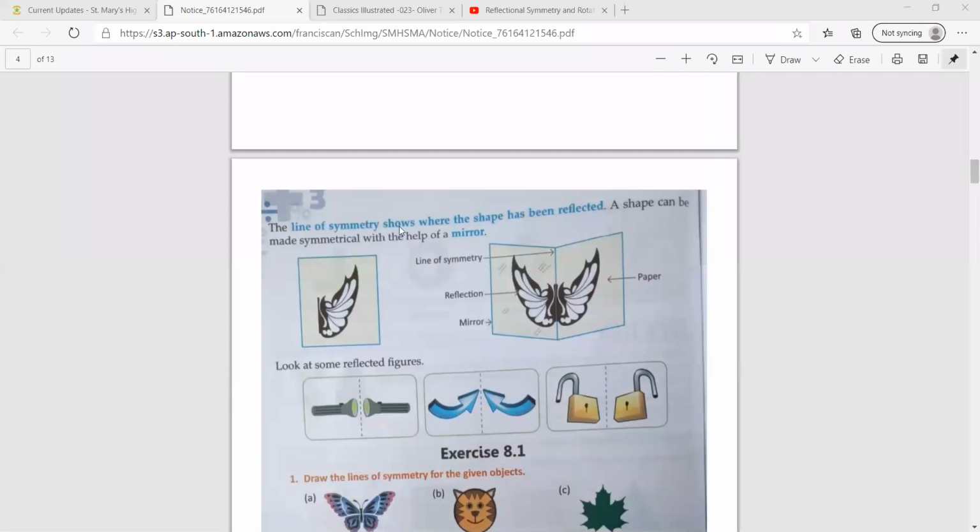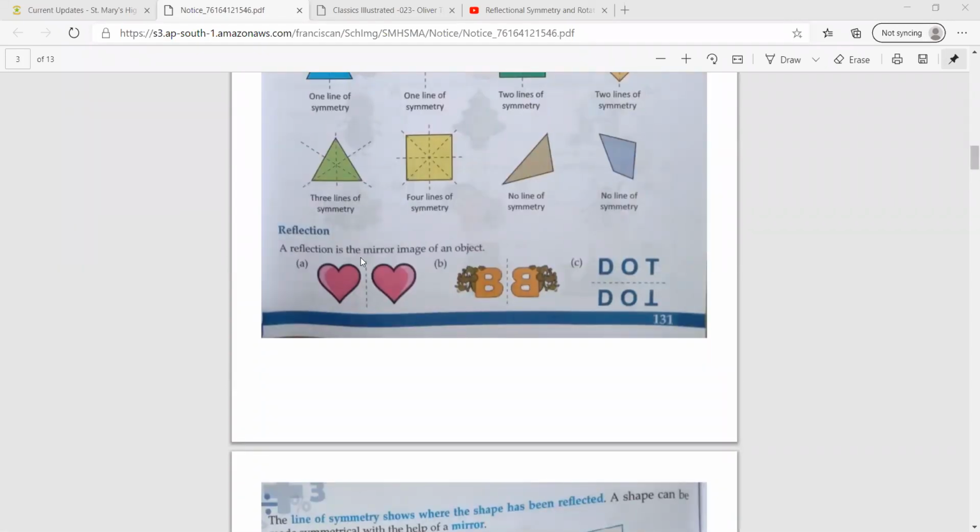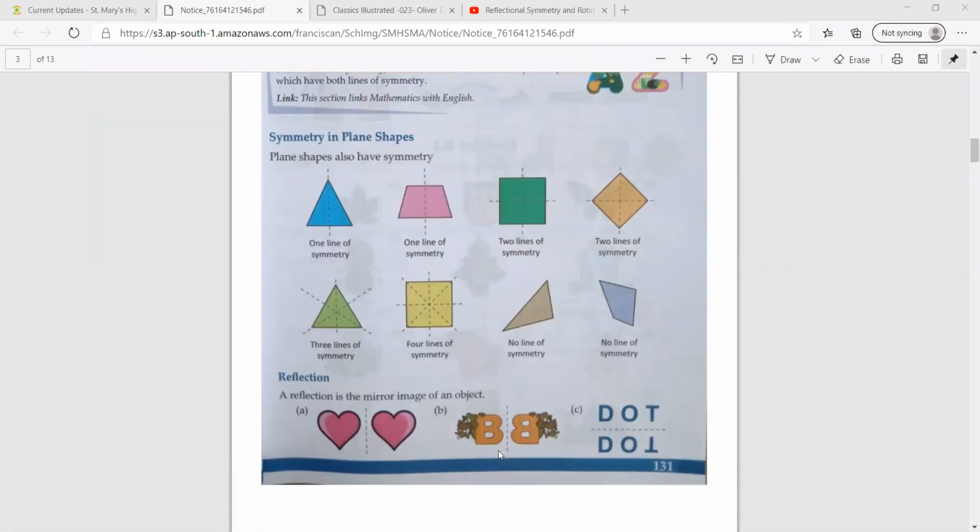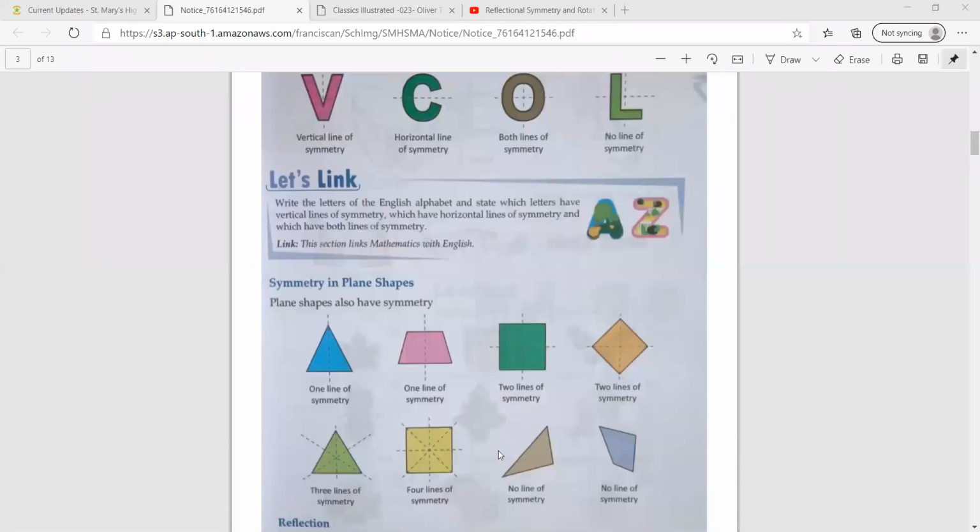The line of symmetry shows where the shape has been reflected. So here, if the line is here, it shows the reflection is this side to the right. If the line is below, then it shows that the reflection is below. That is what is being told here.